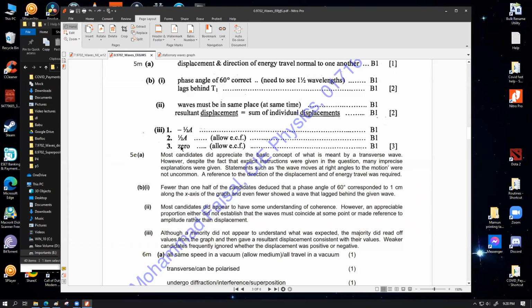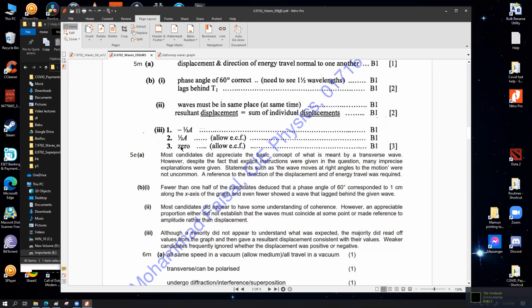And this value is supposed to be the sum of these two. So if they did not write half A over here, they wrote something else, and this answer is practically the numerical sum of these two things, then they should get this mark as well. This was a bit generous on the examiner's part, so they have allowed ECF for both of these questions. Have a look at the examiner's report.